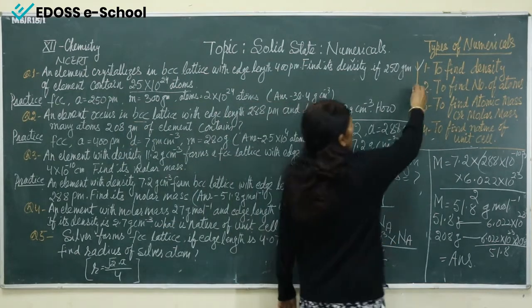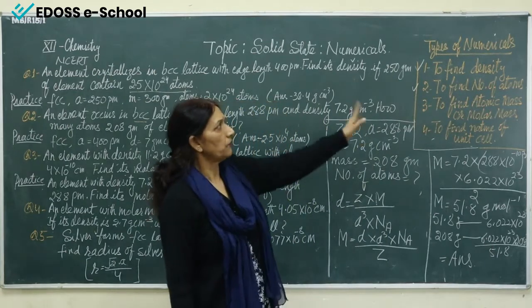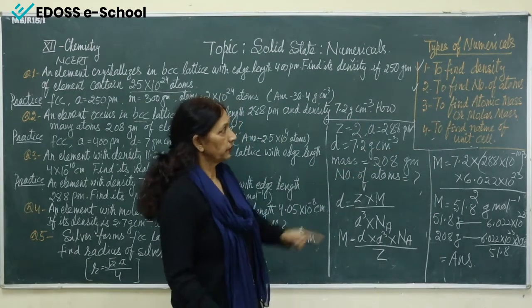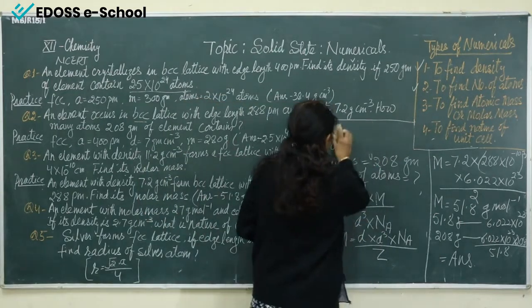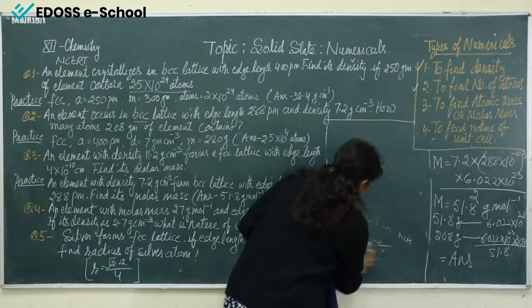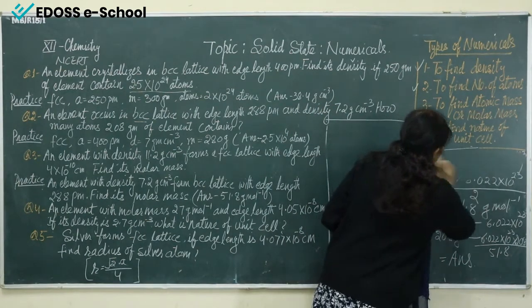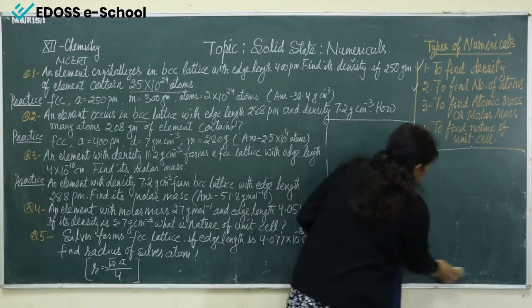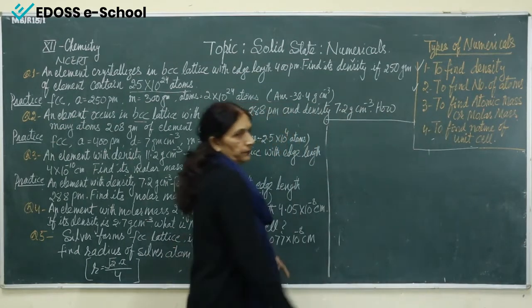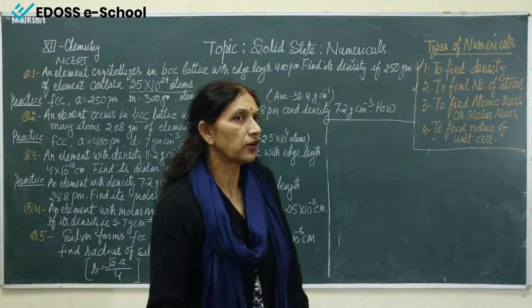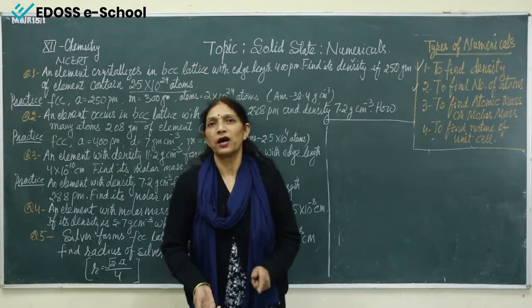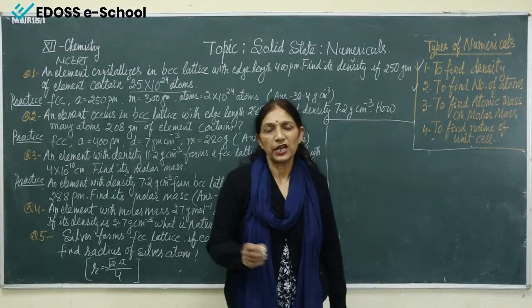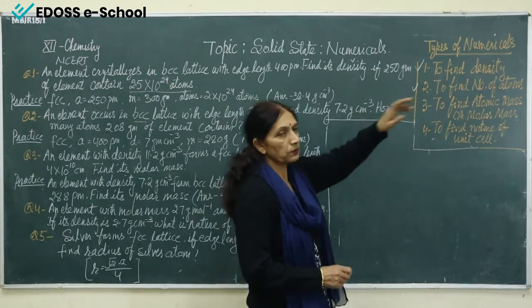Now, two types of question we have seen: to find density, and to find number of atoms. Now the third type of question is if we have to find atomic mass or molar mass. What is the difference between them? Atomic mass is the mass of just one atom, and molar mass is the mass of 1 mole. Like NaCl, we will not say atomic mass of sodium chloride, we will say molar mass of NaCl. But if it is only sodium, then we will say atomic mass of sodium. So this is the difference between atomic mass and molar mass.